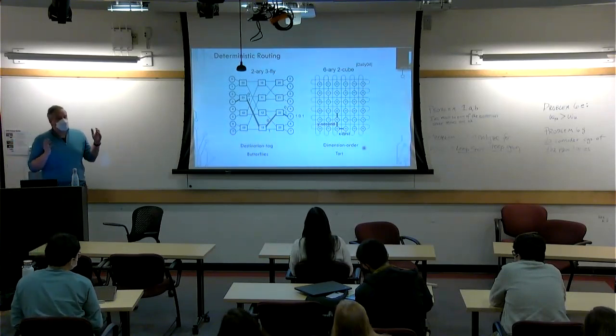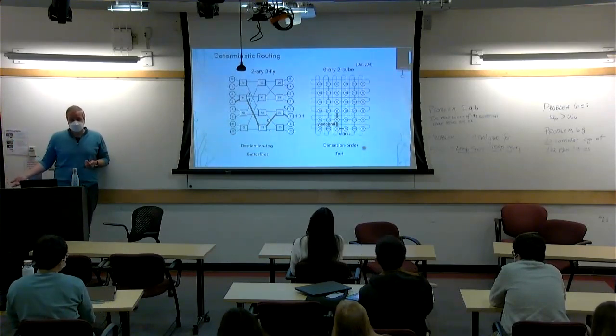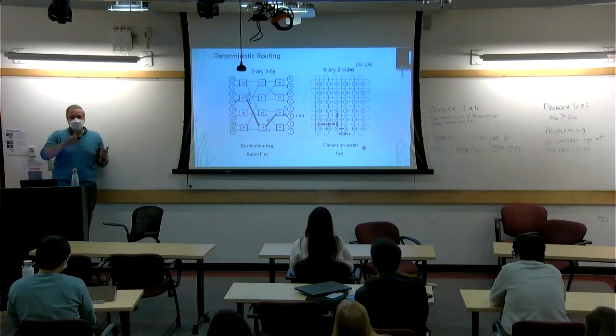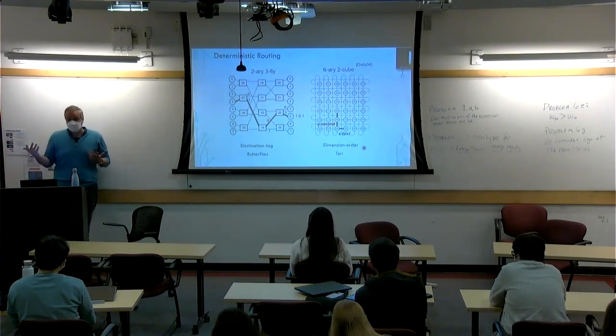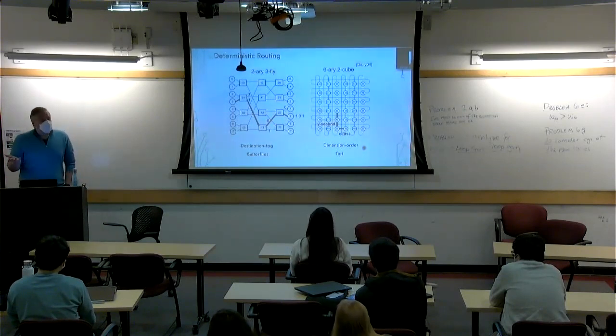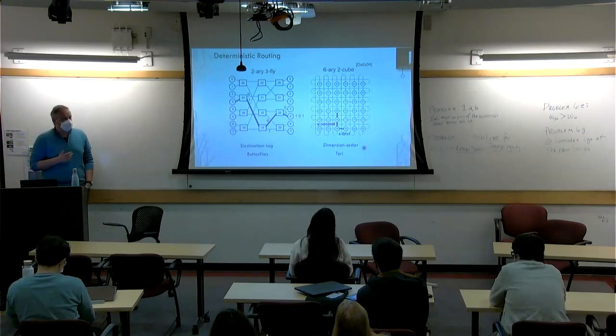So for tori or meshes as a subclass, where you have strict network dimensions, like in a 2D mesh, it's X and Y. In 3D, it will be X, Y, Z, etc. All your routing needs to do is say, okay, go X 3 times, go Y 5 times. That's it. Very simple. It's always going to be like that.